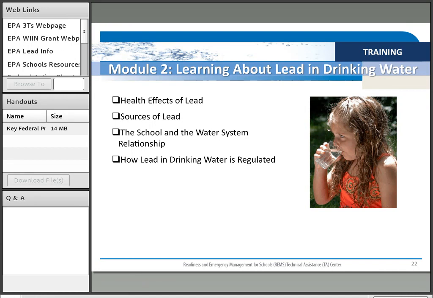Our second module is learning about lead. This section provides you with the necessary tools and information to train your 3 Ts team and staff. It includes health effects of lead information, lead sources, what to know about school and water system relationships, and how lead in drinking water is regulated.